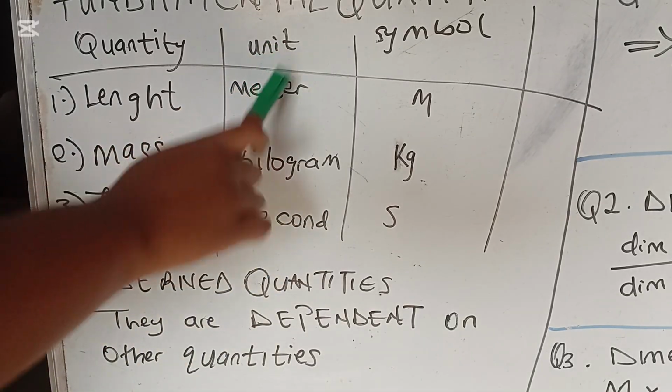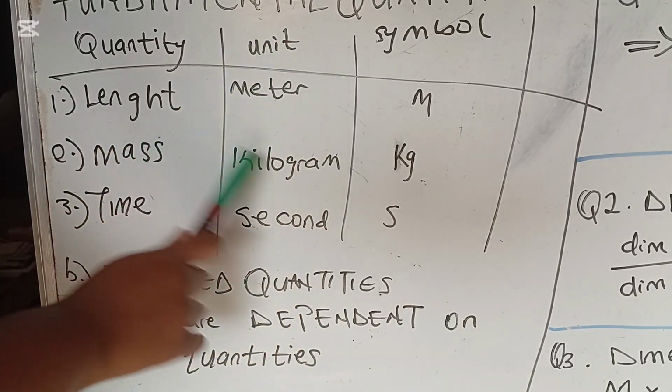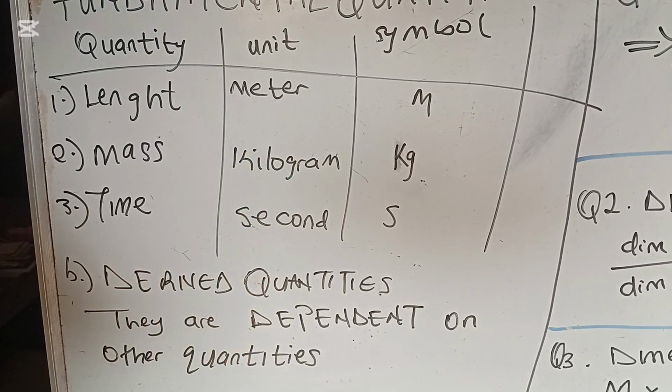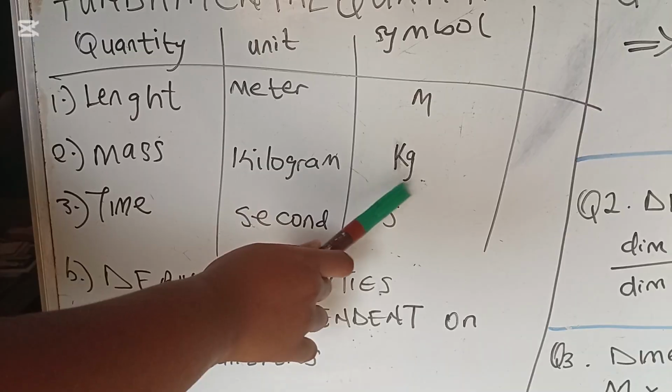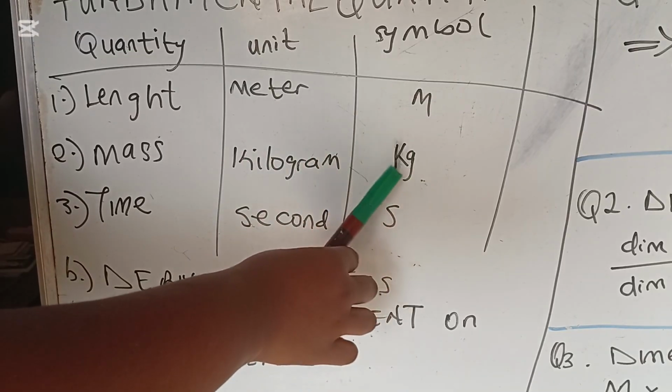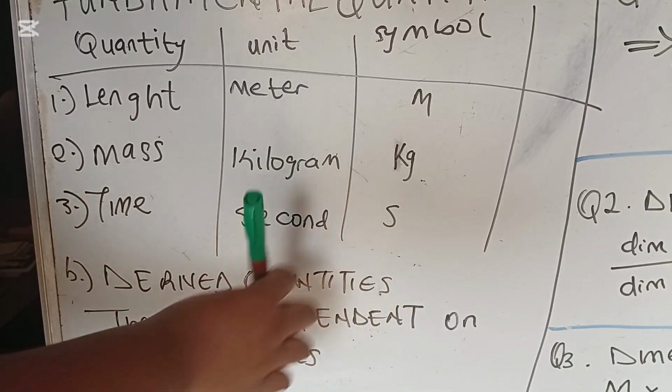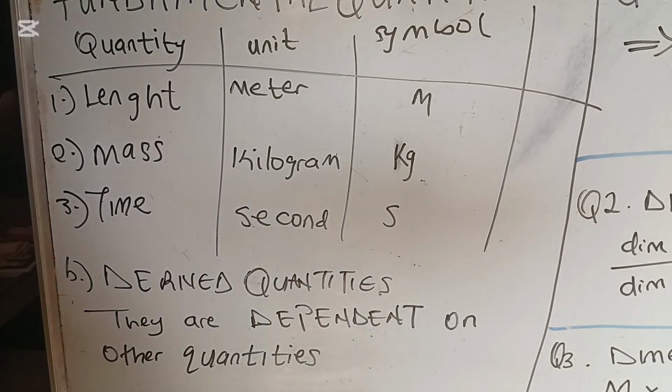Under the fundamental units, we have meter, kilogram, and second. Then under the fundamental symbols, we have m, which represents meter, kg, which represents kilogram, and s, which represents second.